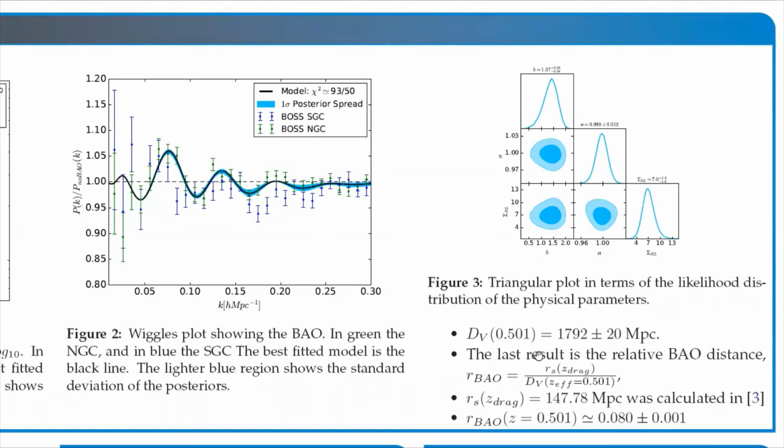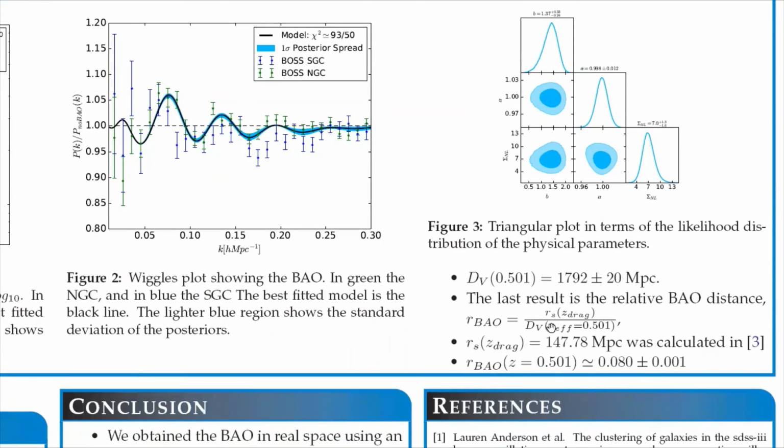We can go further than that and compute the relative BAO distance, which we compute by dividing the sound horizon at the radiation drag epoch by the dilation scale. And we found the result of 0.08.